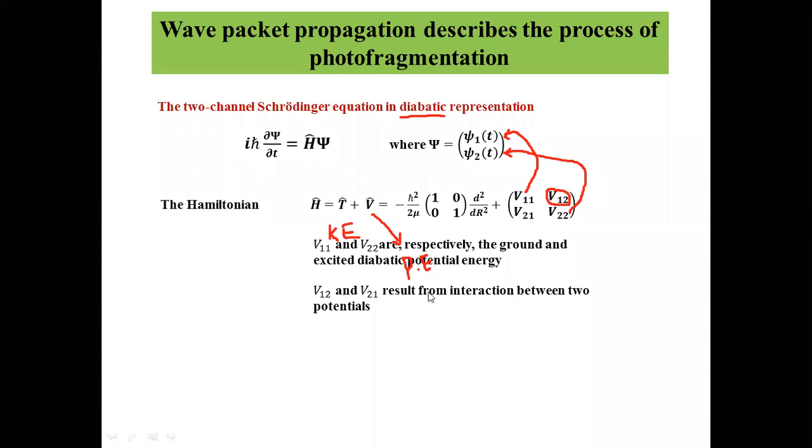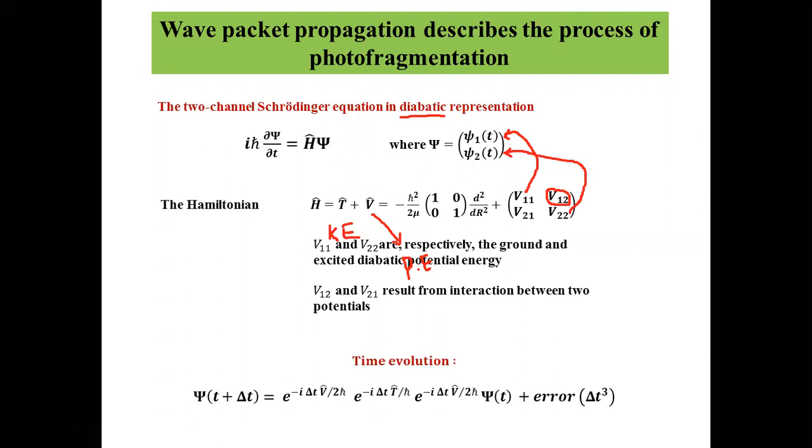Okay, now we have to solve this with respect to time. We know that at t equals 0 we have the wave function, and then at a certain time t, what should be the wave function. And this is a little bit tricky. I'll just give you conceptually how it is done.